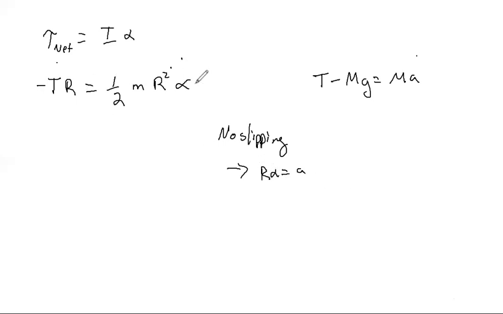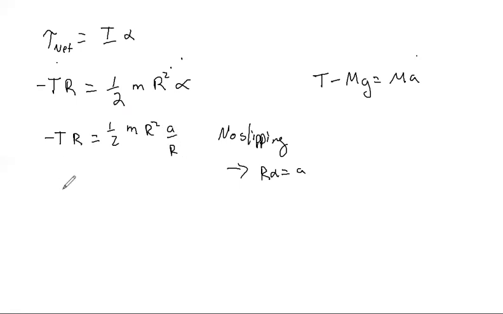And let's worry about minus signs. Well, it's the same as last time. If alpha is negative, acceleration is negative. If alpha is positive, acceleration is positive. So they have the same sign. That allows me to convert this equation into something involving tension and acceleration. So I can say minus T times R equals 1/2 the mass times R squared times A over R.